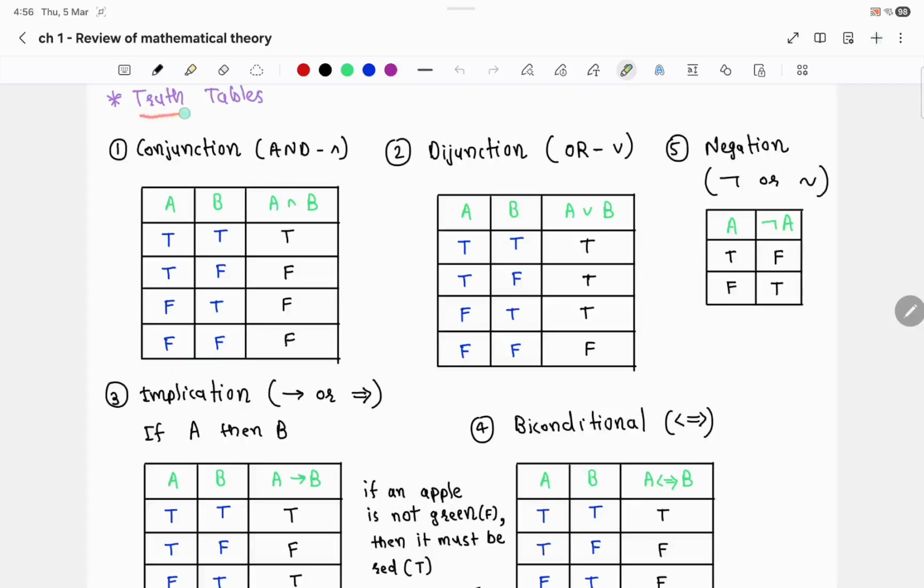Now we will see truth tables based on the connective symbols previously discussed. First is conjunction. That means and. In this table, we can see that if both the statements are true, the answer of the conjunction is true. If one of the statements is false, the answer is false. Next is disjunction. That means or. In this truth table, we can see that if both the statements are false, then and only then the answer is false for the disjunction. Otherwise, if any of the statements is true, the answer will be true.